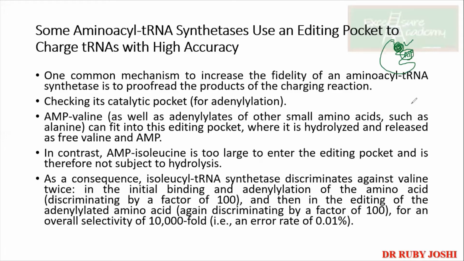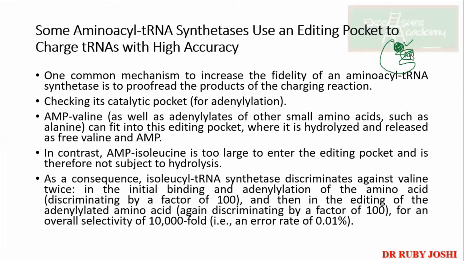Okay. So first is the checking of your catalytic pocket where you are going to have the adenylated amino acid. Now, whether they are able to fit into this editing pocket or not, where it is hydrolyzed and released as free valine and AMP later on. Okay. So this is one way, and this is how it is making sure that it is able to charge the correct amino acid. So your first checking happens there.